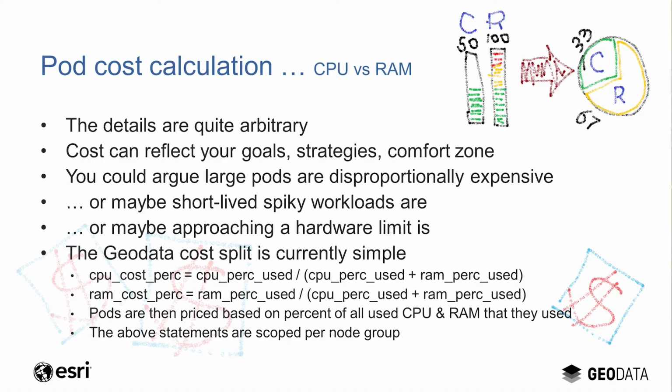The details of how you do this are very arbitrary. You might decide anything you can imagine is actually a cost driver. It has to do with your risk, your preference. You just make it up, right? And this is what we did. We made it up too.